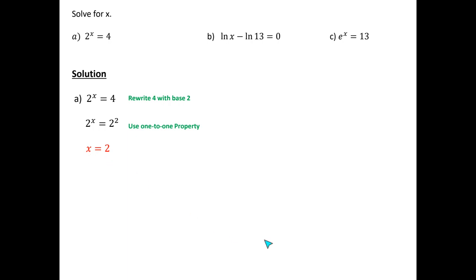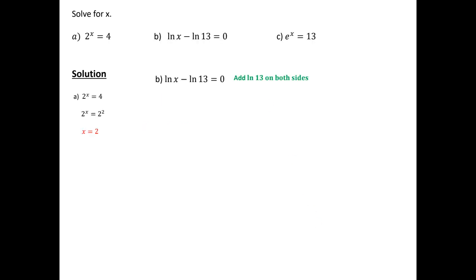Okay. Now for letter B, instead of an exponential function, we have a log function. So in the log function, you can also apply the one-to-one property. And the one-to-one property for log functions means, let me just use my pen really quick so I can show you what the log one-to-one property is.